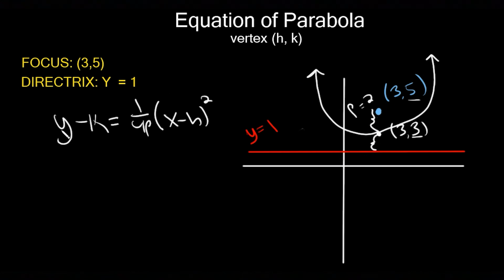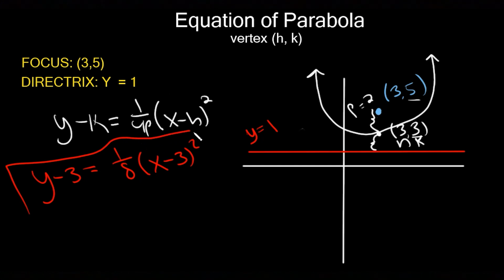So all you have to do is put it all together now. What's your h? What's your k? Well, my h here is going to be 3, and my k is also 3. That's my vertex. So putting it all together, you get y minus k, so y minus 3, equal to 1 over 4 times p. Well, my p value here is positive 2. So 4 times 2 is 8, I get 1 over 8. And then in parentheses, I get x minus h. My h is 3. And then squared, and then I'm done. Here it is. Very simple.